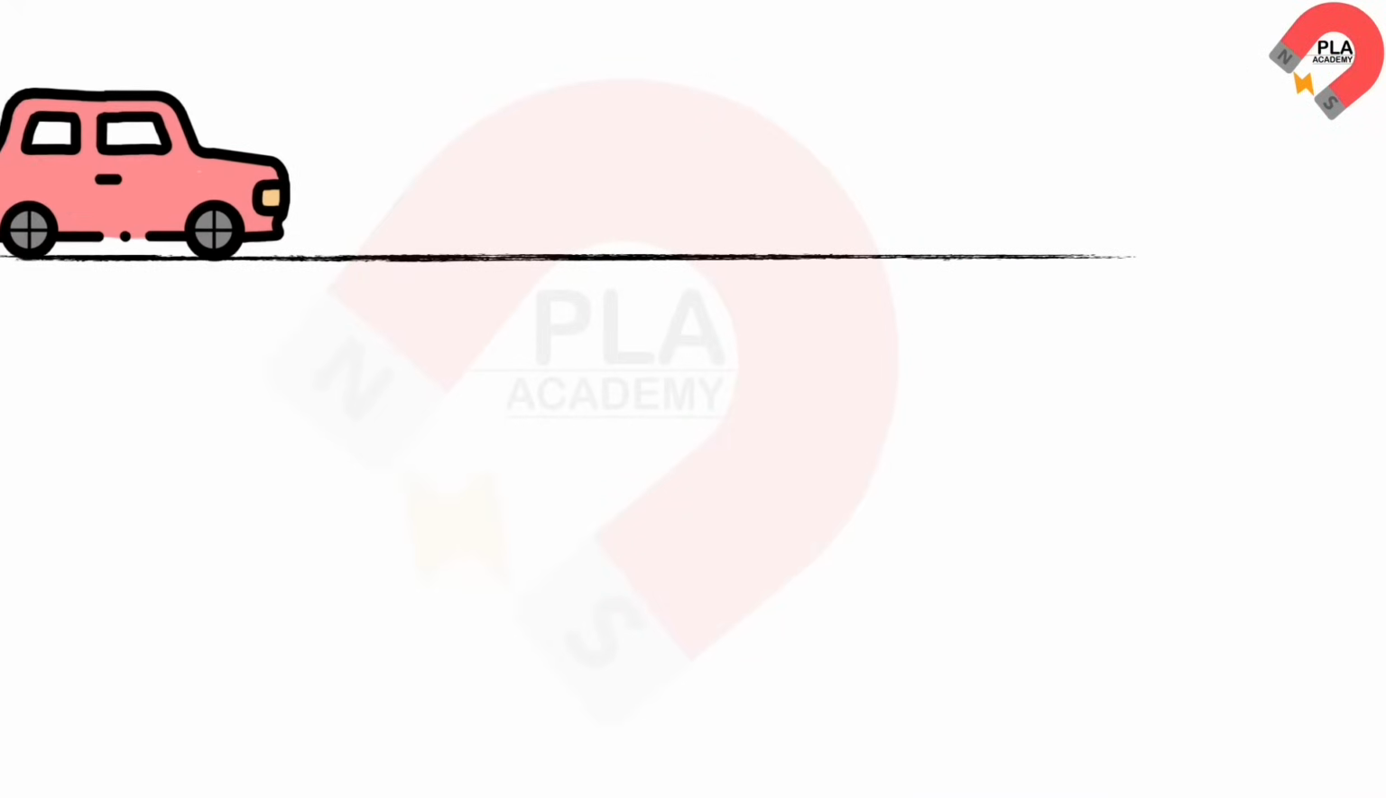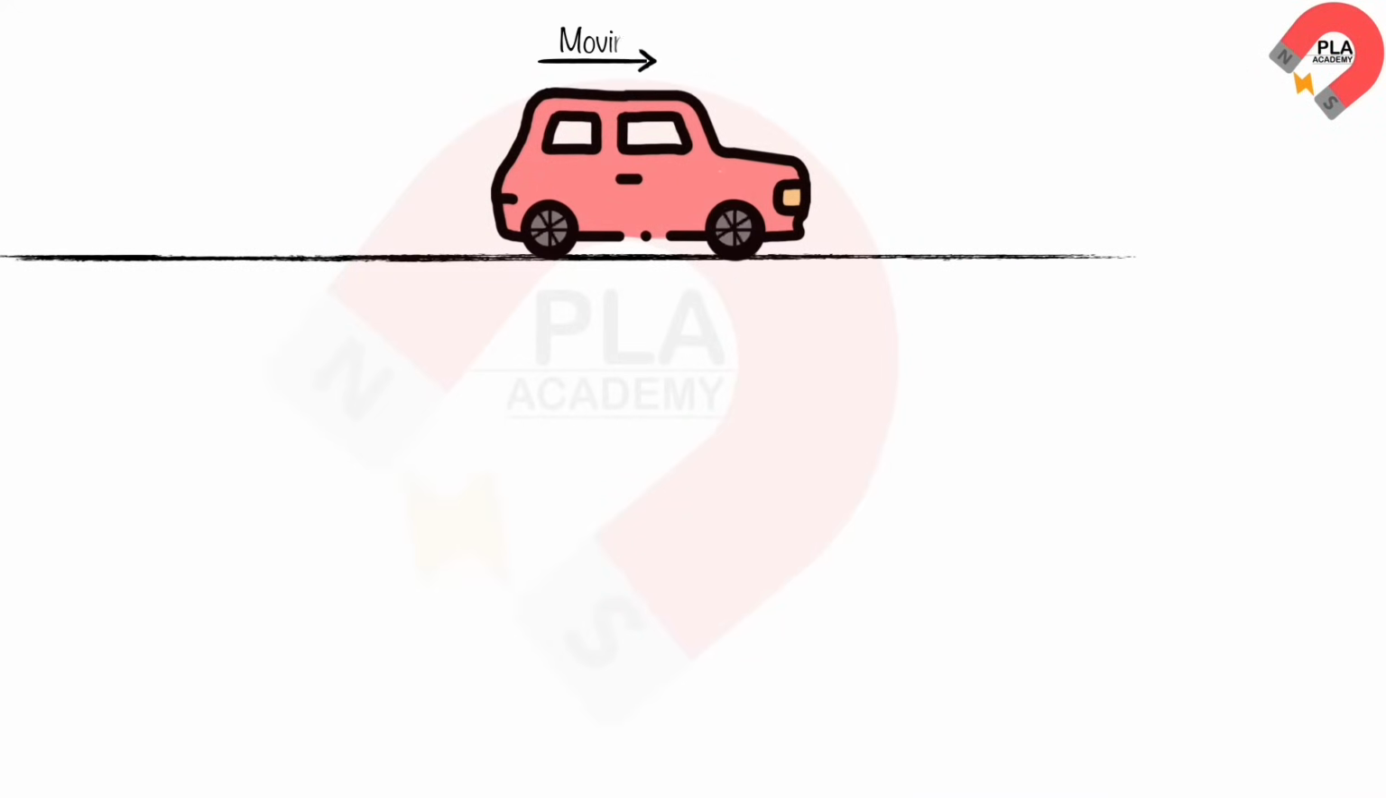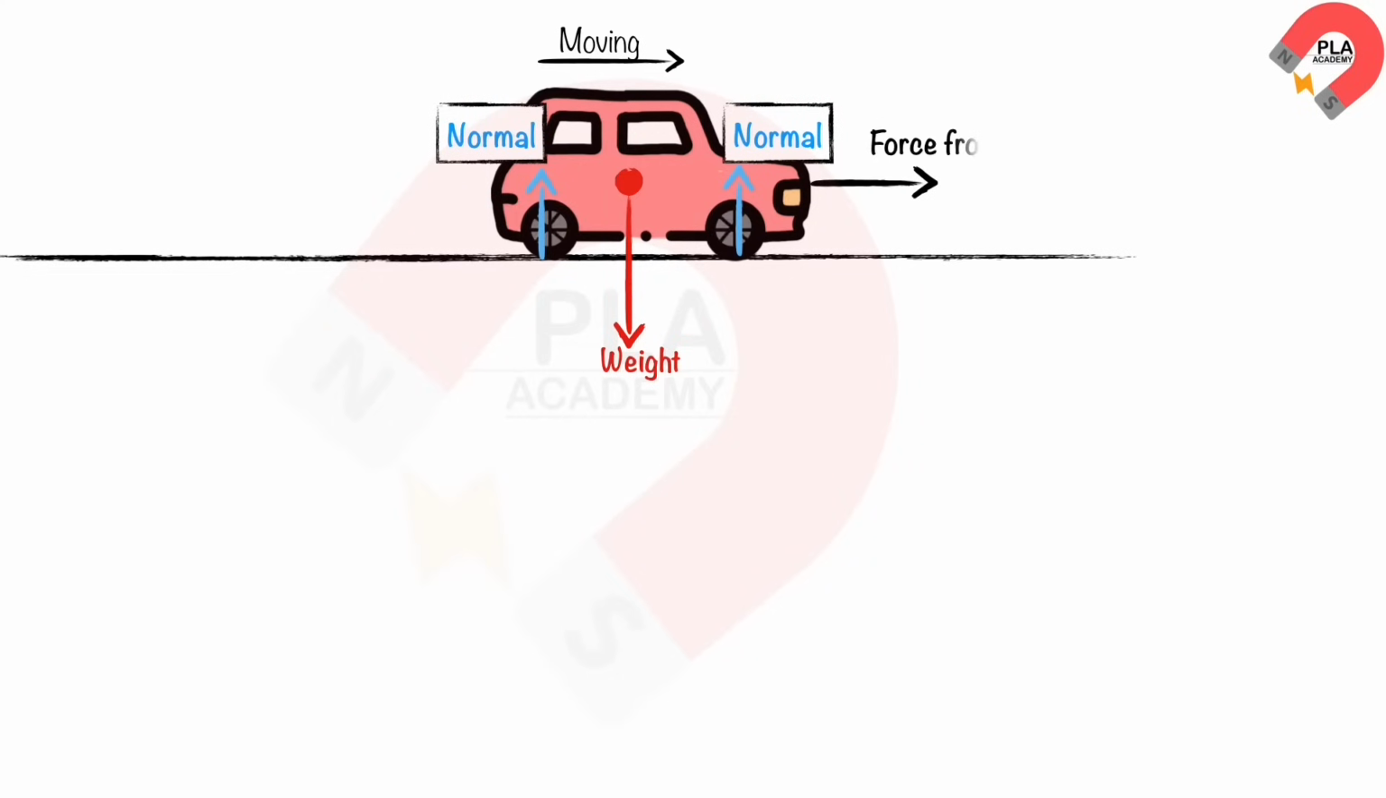When a car is moving to the right as shown, there are forces acting on the car, including the weight, which acts downward. The total normal reaction force is acting upward at its wheels. The force from the engine acts forward. The air resistance acts backward.